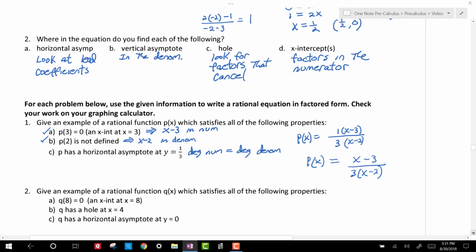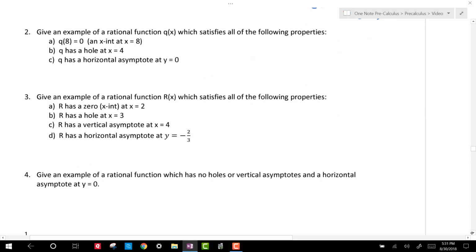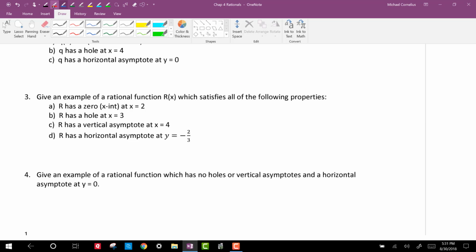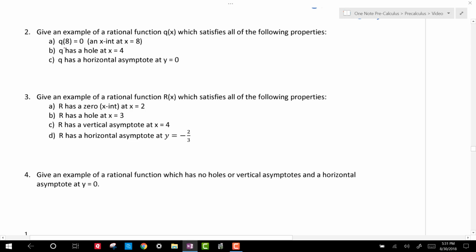Alright, let's try another one here. We have q of 8 equal to 0. So that means that I have an x-intercept when x is equal to 8. That implies that I need a factor of x minus 8 in the numerator. So right away, I'm going to start my equation. This one's talking about q of x, so I'm going to write q of x equals, give myself a division sign, and I need an x minus 8 up here. Letter A is done.